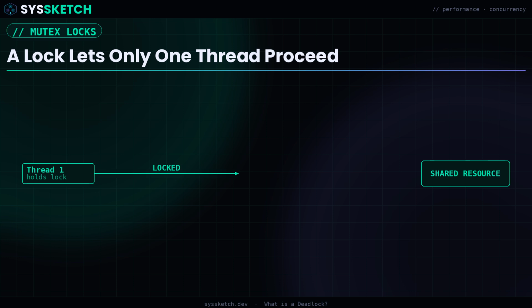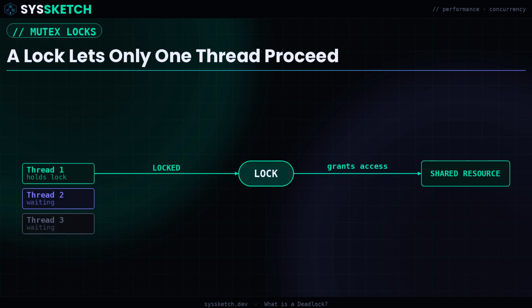Before we go further, we need to understand what a lock actually is. A mutex lock is a token. Only one thread can hold it at a time. When thread 1 acquires the lock, it gets exclusive access to the shared resource. Thread 2 and thread 3 both want in, but they have to wait. When thread 1 is done and releases the lock, one of the waiting threads gets it next.